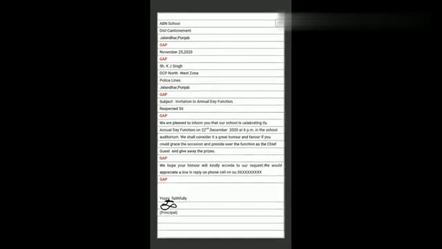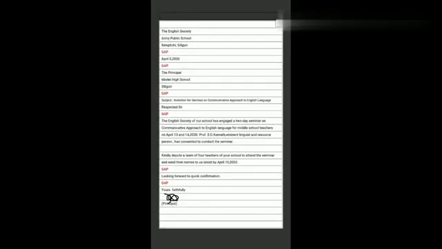Let's move to the second letter now. Sender's address, the English Society, Army Public School, Bengdubi, Siliguri, one line gap. Date, one line gap. Receiver's address, the Principal, Model High School, Siliguri. Subject, invitation for seminar on communicative approach to English language. Salutation, respected sir. Gap again.